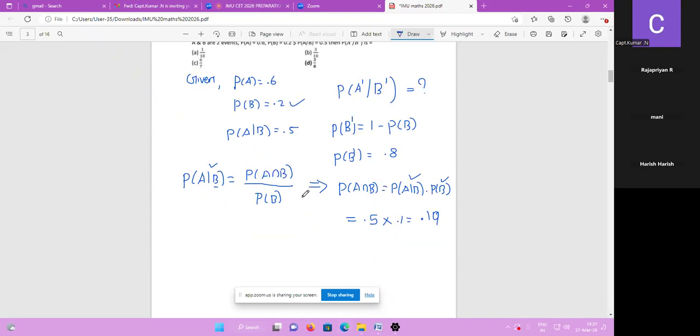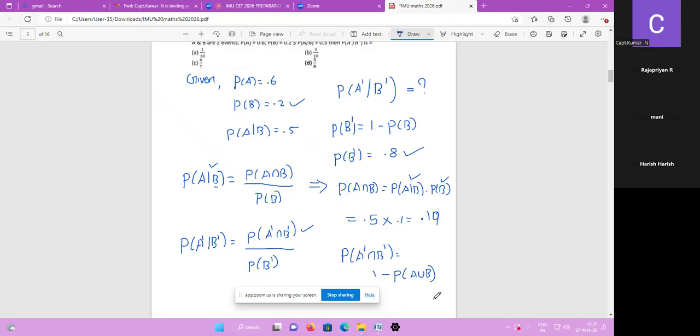Now I want to find probability of A dash given B dash, which is nothing but probability of A dash intersection B dash divided by probability of B dash. Now you know probability of B dash, but we don't have this. This we have a trick. So probability of A dash intersection B dash is nothing but 1 minus probability of A union B. We have A union B is 0.1.